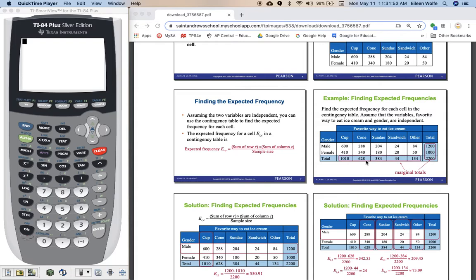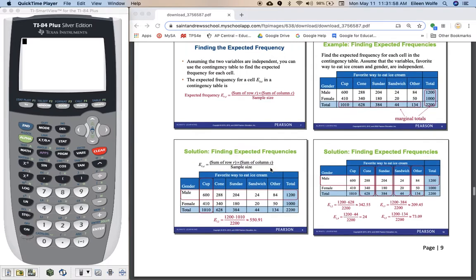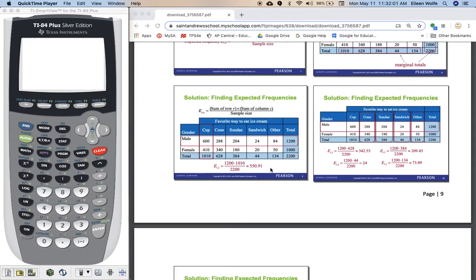So the totals have to get placed into the margins of the table in order to easily calculate these expected frequencies. Now for this 2 by 5 contingency table, there's going to be 10 expected counts to find. So this first cell up here at the top left, the 600 males who were surveyed and said they liked ice cream cup, if we go to get the expected frequency, the row total is 1,200, the column total is 1,010, and the sample size is 2,200. So perform that operation, you get an expected frequency of 550.91.